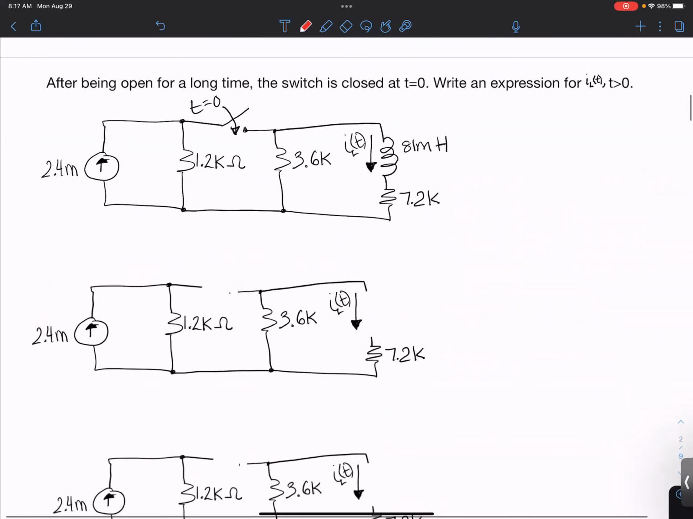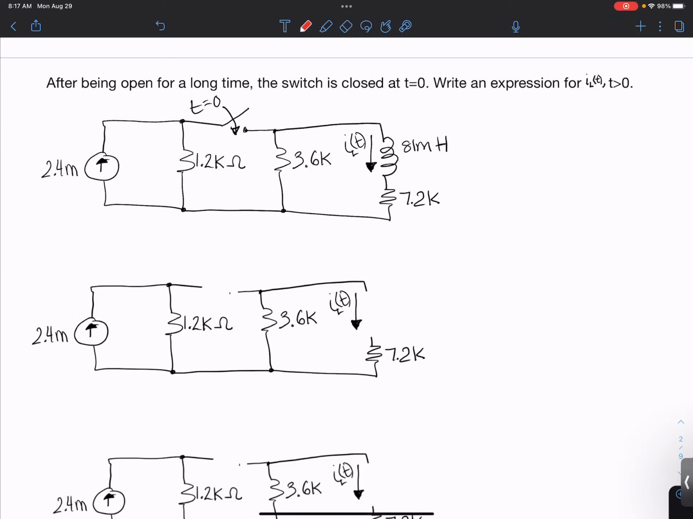All right, so we didn't get time last time to do the inductor. So we're gonna go through an inductor example of this, and then we'll move to the RLC. So for the inductor, same idea as what we did for the capacitor. After being open for a long time, the switch is closed at t equals zero.